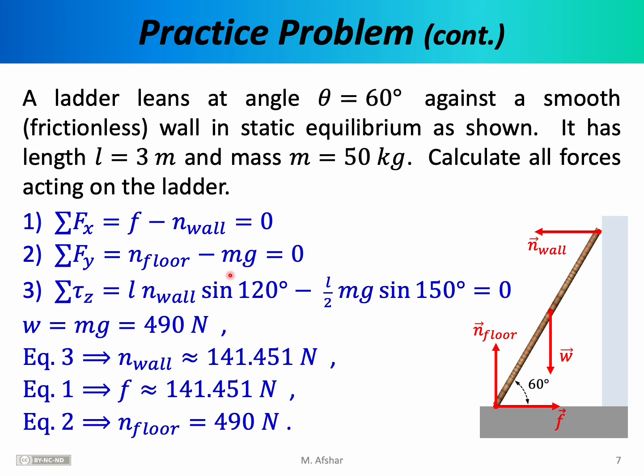And of course, equation 2 is an easy one to solve. You can immediately solve equation 2 and find that the normal force of the floor must be 490 newtons, exactly enough to cancel the weight of the ladder.